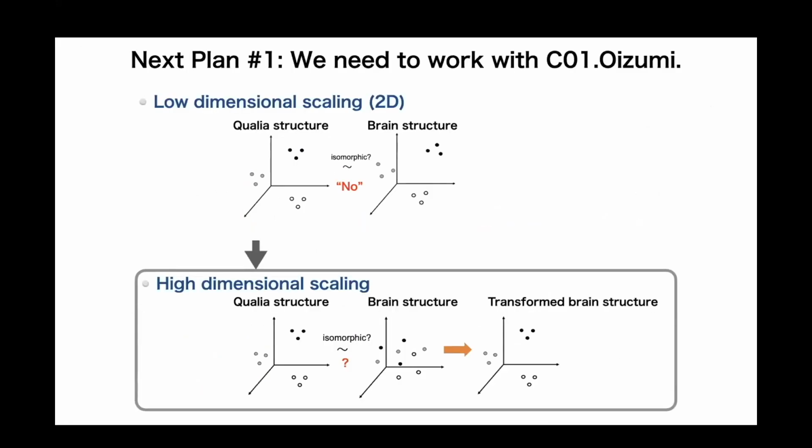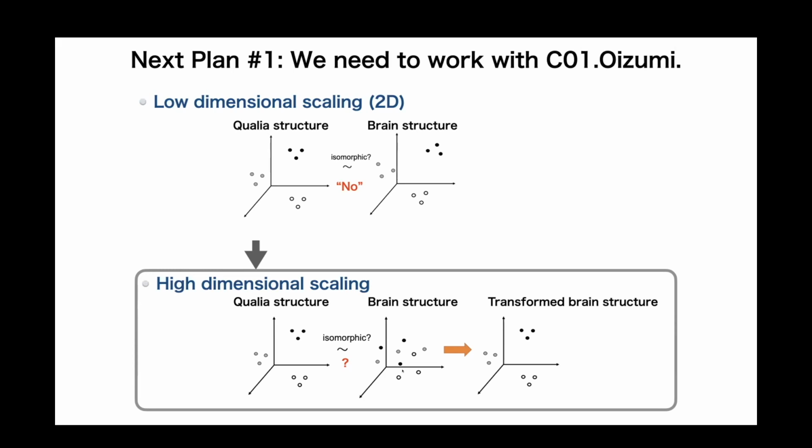So what we want to do next is discuss with Masafumi tomorrow, and the day after tomorrow. In the case of low dimensional scaling, as I have shown, the Qualia structure and brain structures are not really matching. It's hard to say it matches. So what we want to do is first make a high dimensional scaling for both Qualia structure and brain structures, and see how they match.